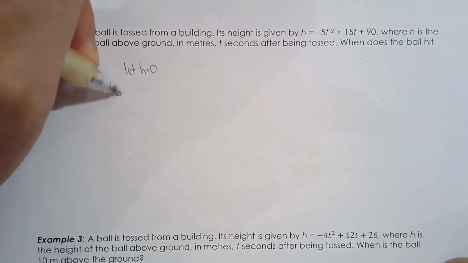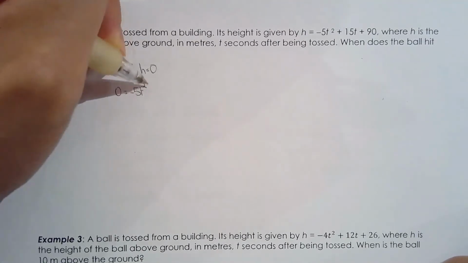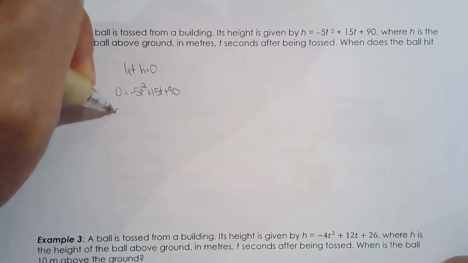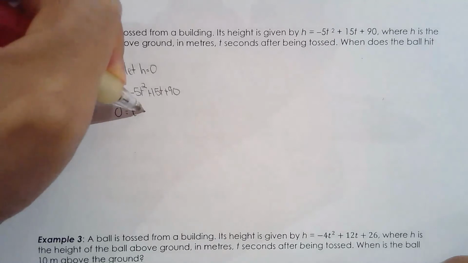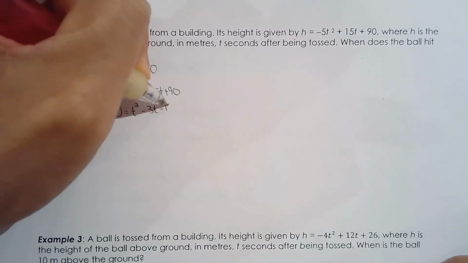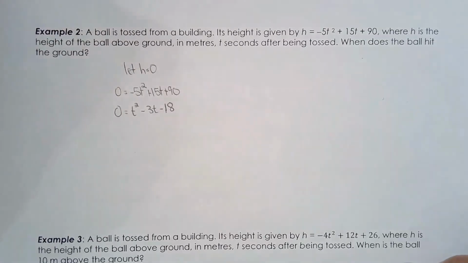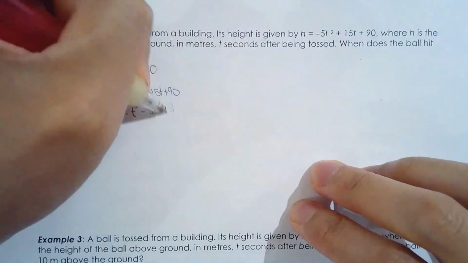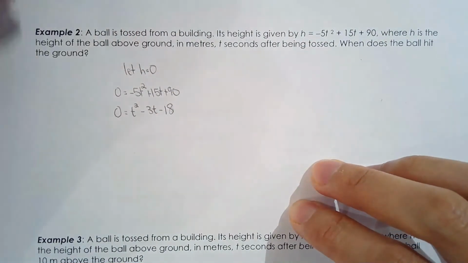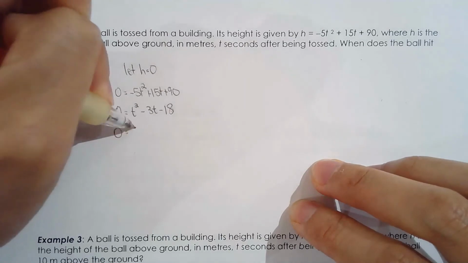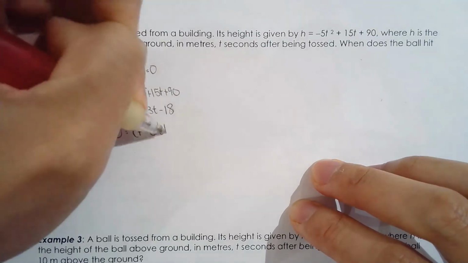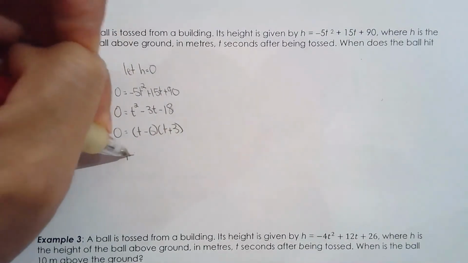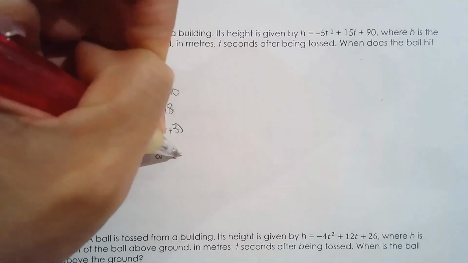So let's see. Plus 15t plus 90. The first thing I'm going to do is divide both sides by -5. And then I try to factor. So what multiplies to -18 and adds to -3? Simple trinomial. So -6 and +3. Let's apply the zero product property. So t equals 6 or t equals -3.